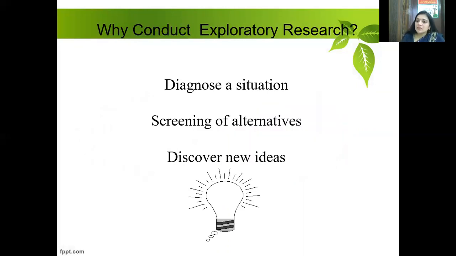Why do we conduct exploratory research? Now we know what kind of data we'll be needing, what kind of answers we'll be getting. Now the question is how we will be conducting exploratory research and why we will be conducting exploratory research. So why? Number one, to diagnose a situation. How would you diagnose a situation? By reading about it thoroughly.